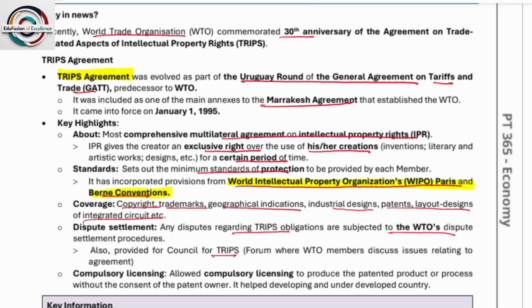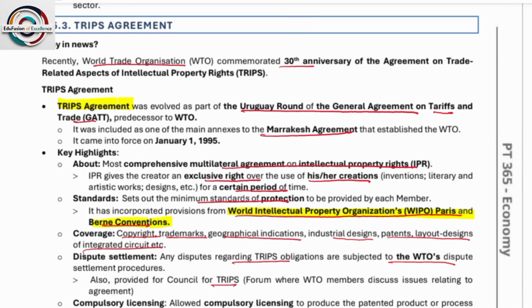Next one is trade segment. Trade Related Intellectual Property Rights. The World Trade Organization commemorated the 30th anniversary of the Agreement on Trade Related Aspects of Intellectual Property Rights. The TRIPS Agreement was part of the General Agreement on Tariffs and Trade. For the key highlights, it is the most comprehensive multilateral agreement on intellectual property rights, giving exclusive rights over the use of his or her creations.